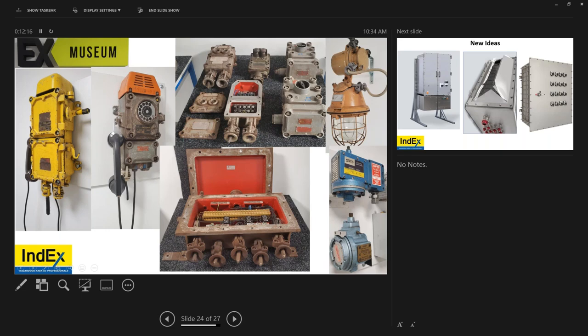What is the difference between equipment group and gas group? It's a difference in terminology. Equipment group is now, so it's not equipment group, it's equipment protection technique.